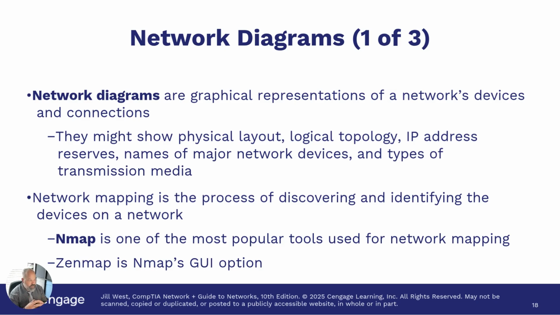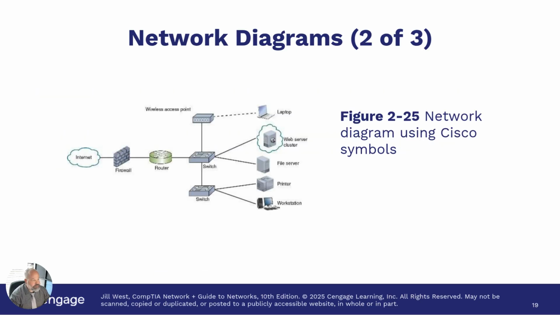Network mapping, we've got tools like Nmap that discover what's actually on your network, and tools like that are important because it's like taking inventory of your network neighborhood. And then lastly, Cisco symbols. Cisco symbols is very important because it's really the industry standard for diagram symbols. Learning these Cisco symbols is like learning the universal language of networking.